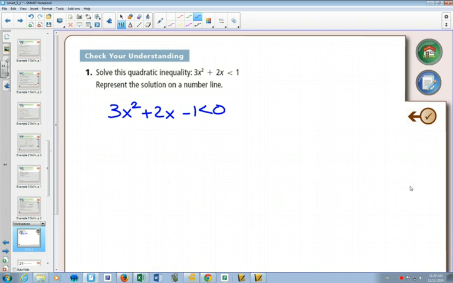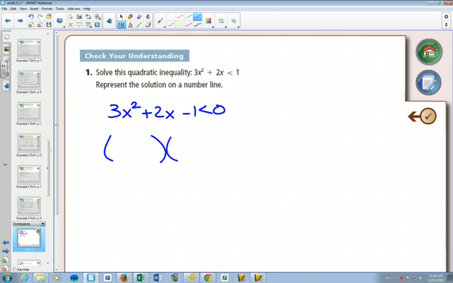the other side. I always move things over to the side so my x squared is positive. I find that makes it easier to factor or easier to use formulas. Because it was less than 1 to begin with, when I move the 1 over, it still stays less than. But now the equation is less than 0.